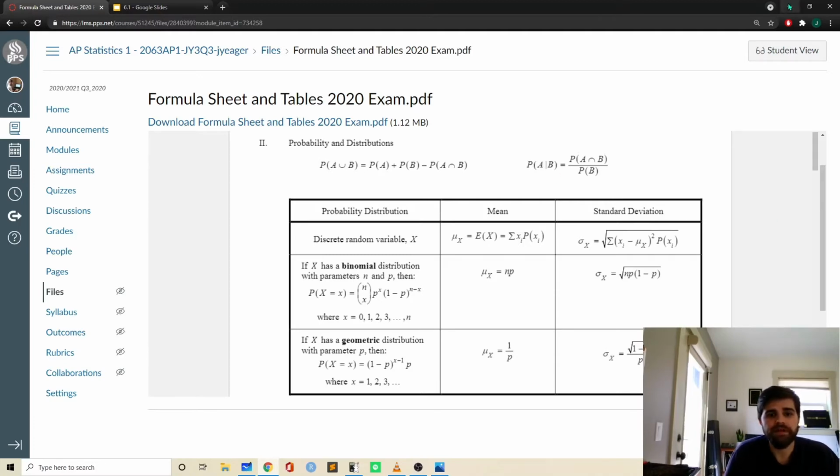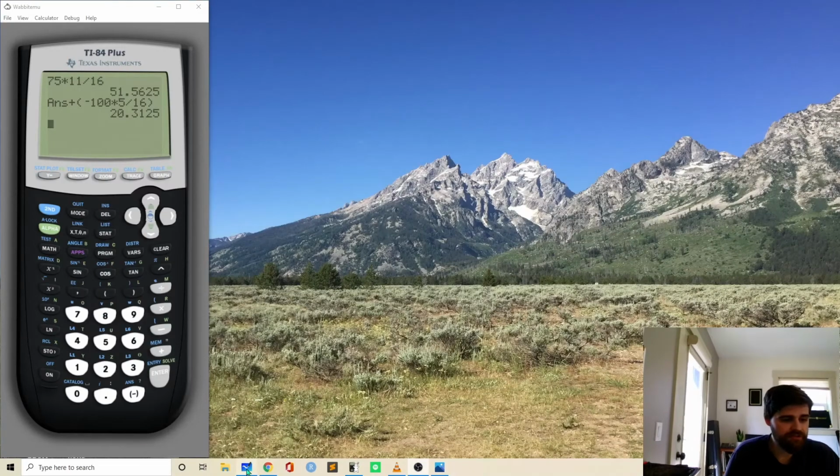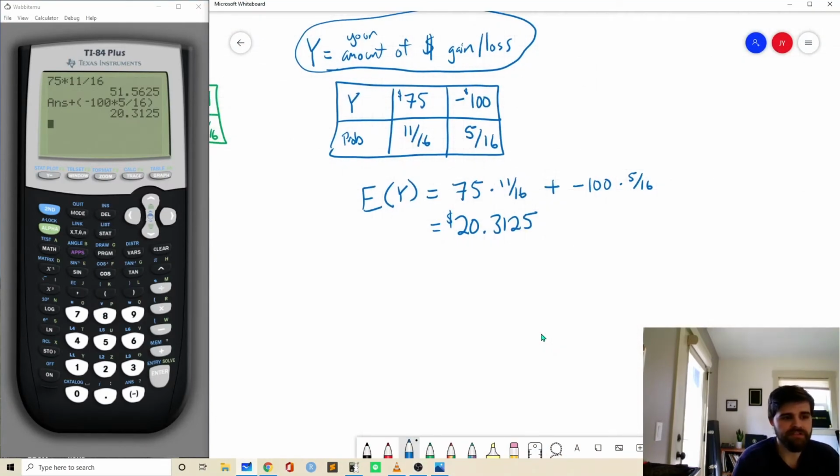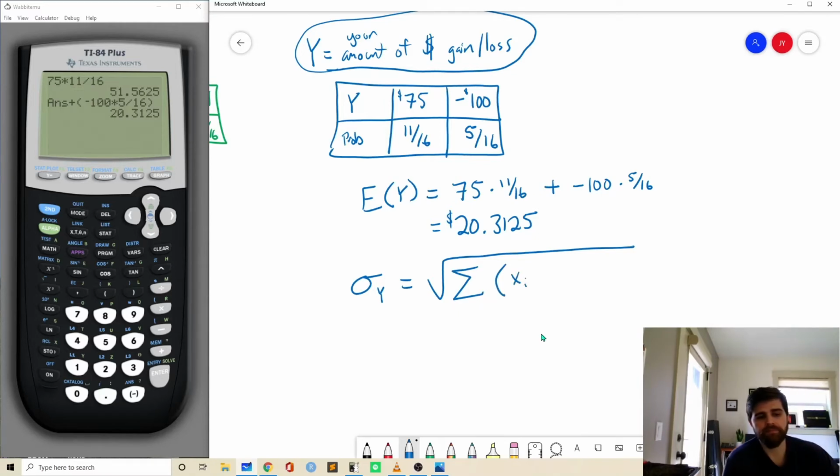Okay, so to calculate the standard deviation of a discrete random variable, so the standard deviation of y, we're going to take the square root of the variance. So the variance is where we take each possible value and we subtract the mean of our random variable, which we just found. We're going to square that, and then we're going to multiply times the probability of that outcome happening. And this looks pretty scary, right? This is a big ugly formula, but it's not too bad.